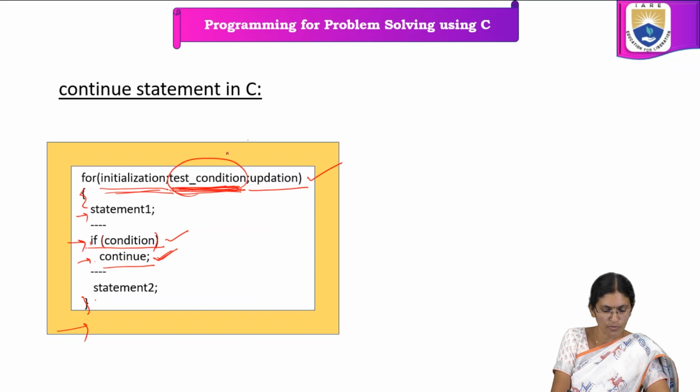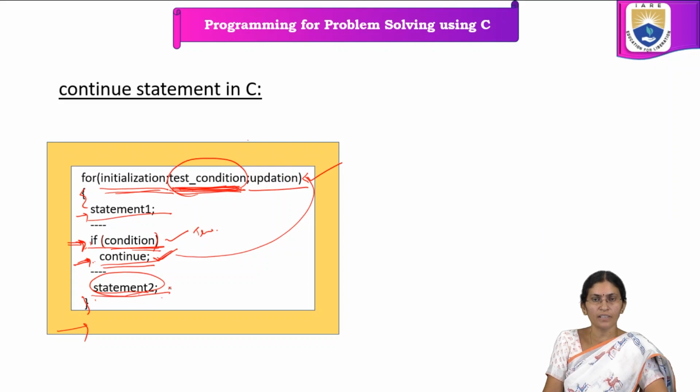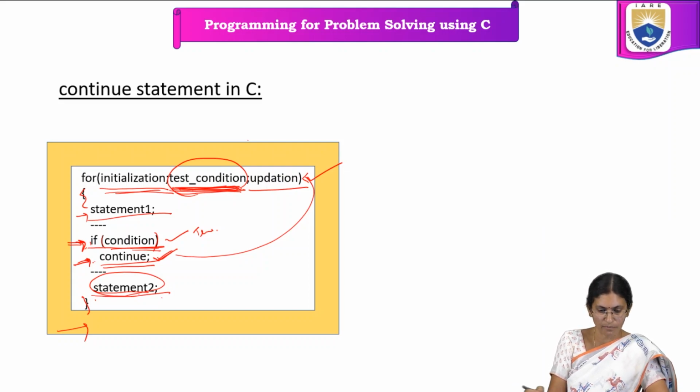If it evaluates to true, statement 1 will be executed. If this condition also evaluates to true, then the compiler sees this continue statement. After that, whatever statements are there will be skipped. Again, the control is transferred here. So it will not terminate the loop, rather it skips that particular iteration, and whatever statements are there after the continue will be skipped.